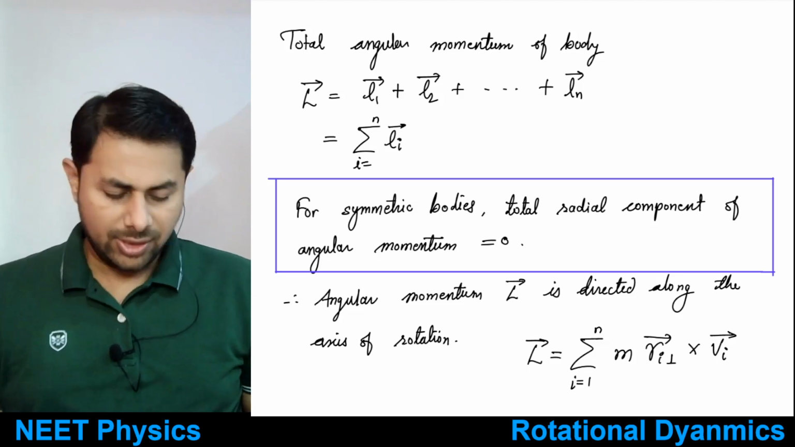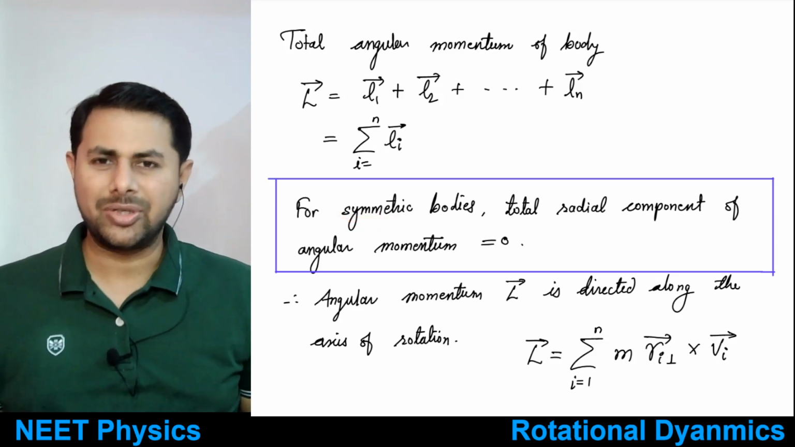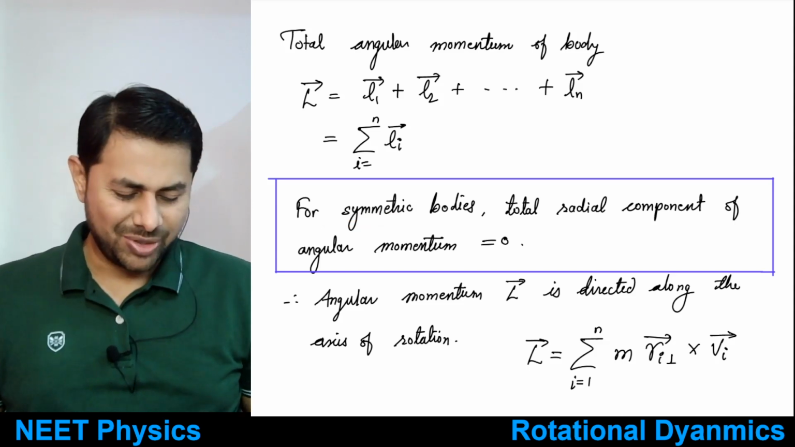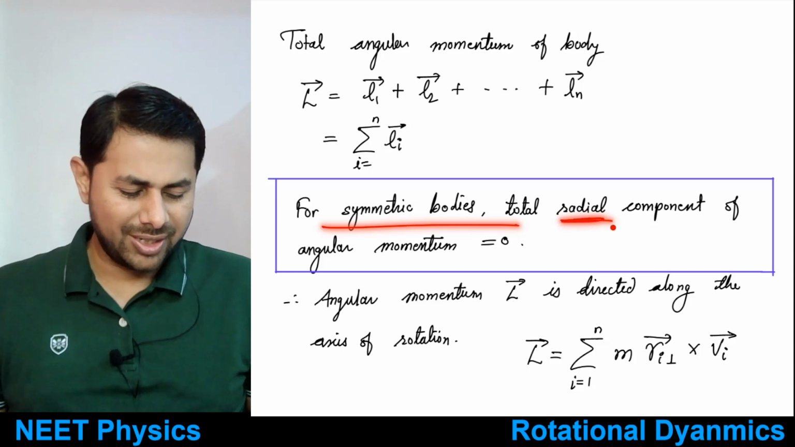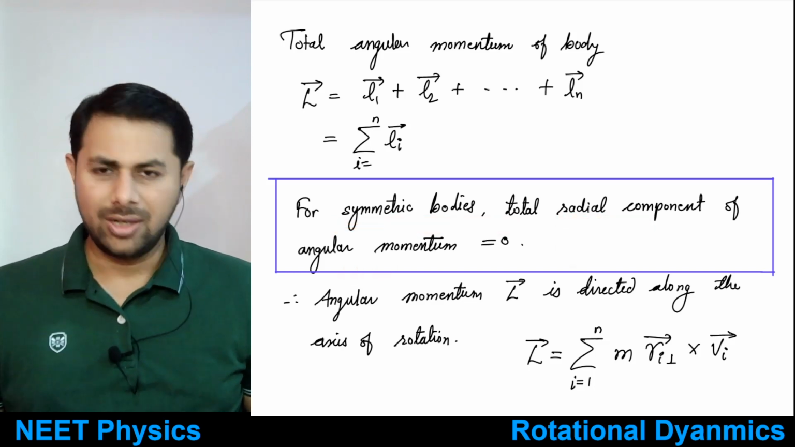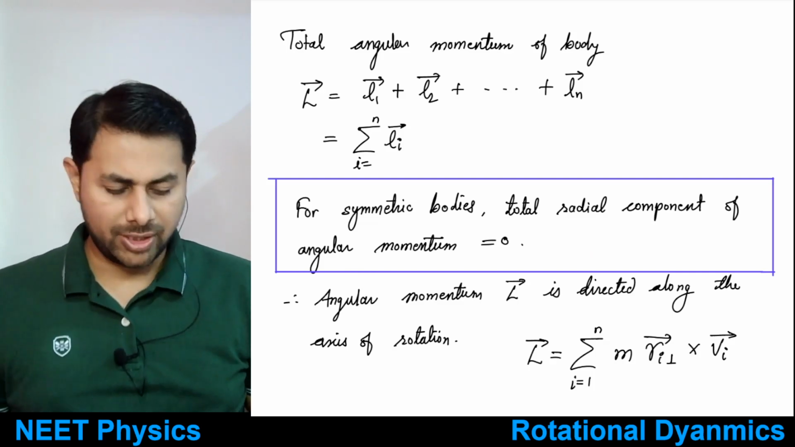Now this is an important point: for symmetric bodies, and we are going to talk about symmetric bodies most of the time in this chapter, the total radial component of angular momentum is 0. Total radial component of angular momentum would be 0 for symmetric bodies.